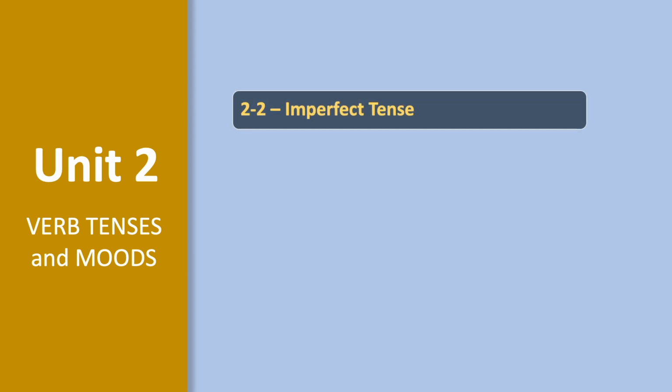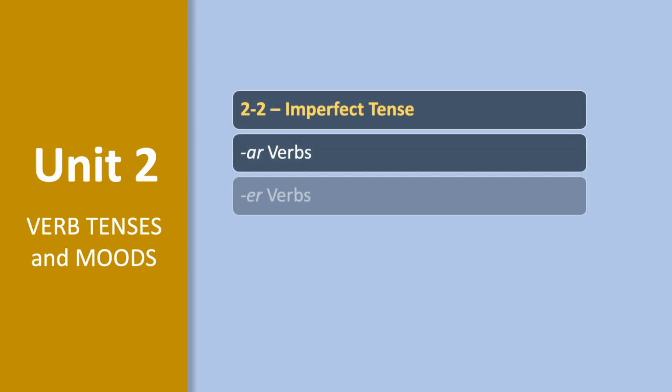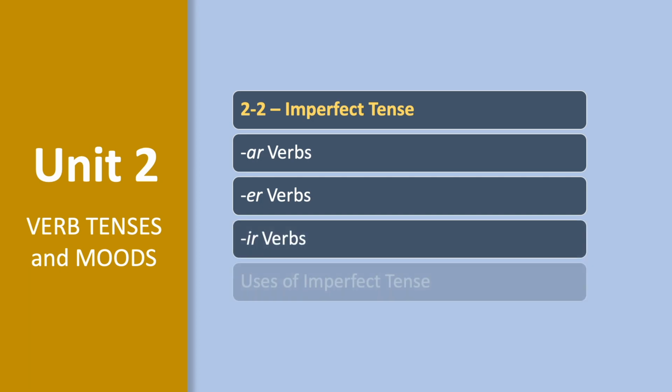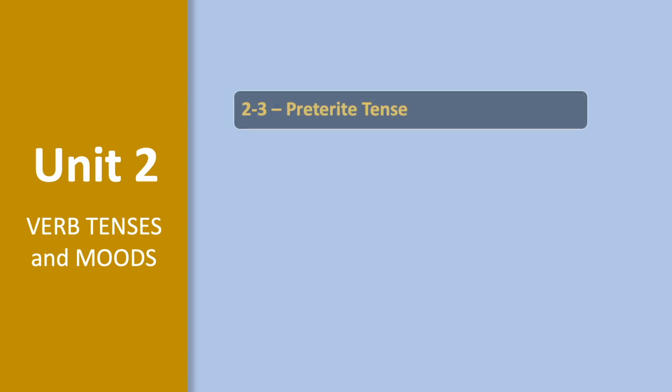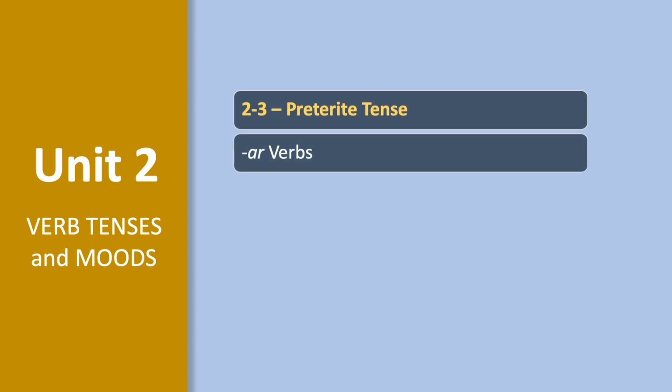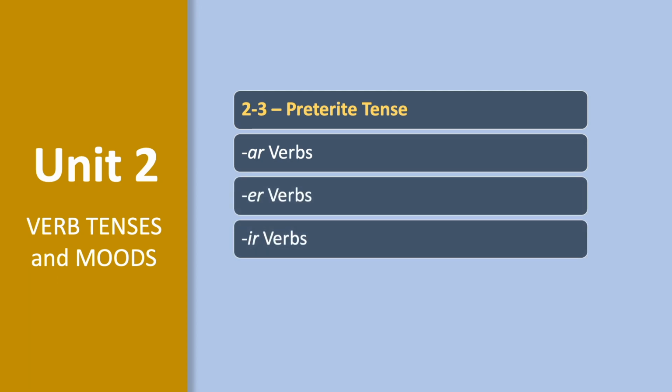Then the regular conjugations for all three verb groups under the imperfect tense, as well as the uses of the imperfect. The regular conjugations under the preterite for all three verb groups and the uses of the preterite.